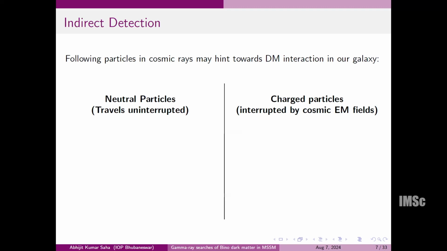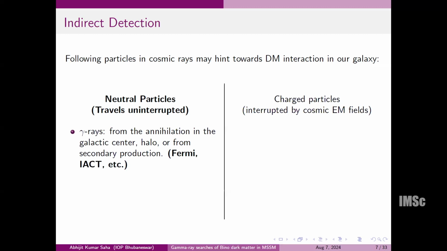Indirect detection. Please recall what I have said: you have many galaxies. So in galaxies, you have a huge clump of dark matter. That dark matter annihilates to standard model particles, and those are everywhere, which we can track. So there could be neutral particles dark matter may annihilate to, and there could be charged particles. For neutral particles, those will be traveling uninterrupted. For charged particles, they could be interrupted by cosmic electromagnetic fields.